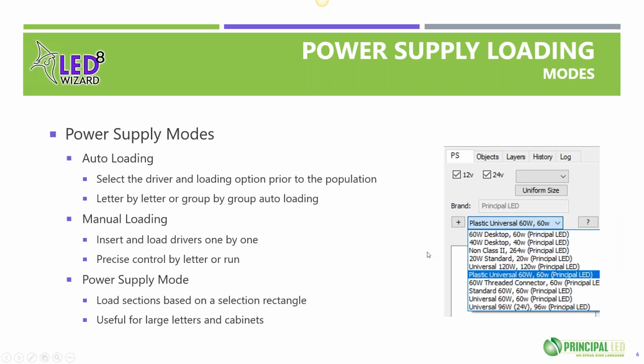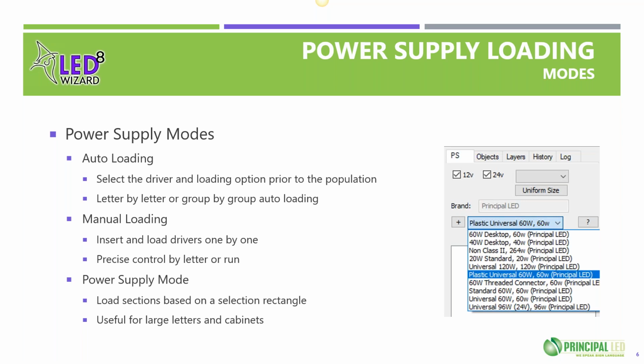And then there's manual loading, which is kind of the other extreme. This is where, in the power supply tab, the PS tab, you select the driver you want, you click on this plus button, and then you drag that driver into the screen. You put it where you want, and then you go to the letter, and you load that driver letter by letter or run by run. Okay, and so that's the manual way. And that's actually how it started in LED Wizard.